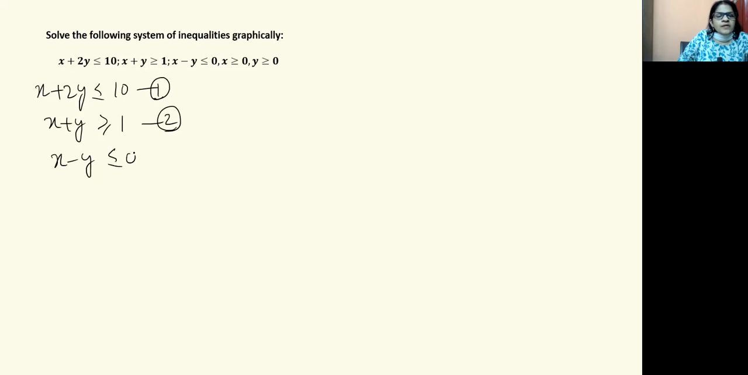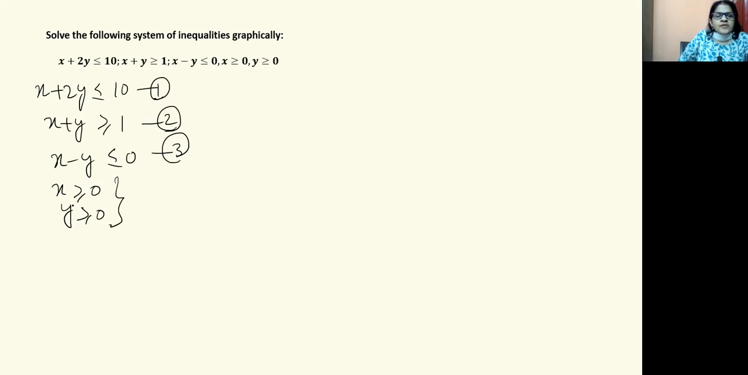Now let us take a system of inequalities. Here x plus 2y less than or equal to 10 is inequation 1, x plus y greater than or equal to 1 is inequation 2, x minus y less than or equal to 0 is inequation 3, and x greater than or equal to 0, y greater than or equal to 0.